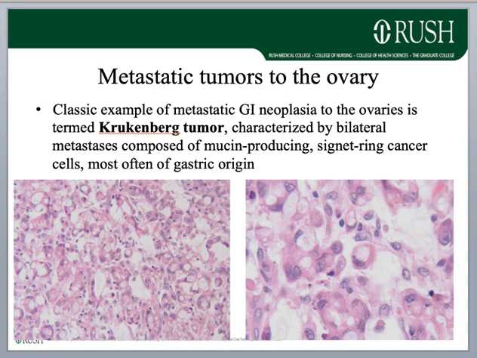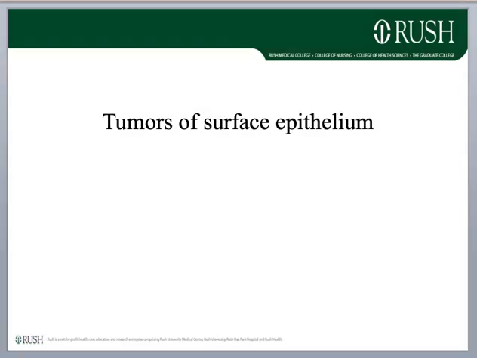Classic examples of metastatic GI neoplasia to the ovary are called Krukenberg tumors. These are characterized by bilateral metastases that are composed of mucin-producing signet ring cancer cells and are most often gastric in origin. You can see these cells, which individually have this classic large intracytoplasmic vacuole containing mucin, which displaces the nucleus to the periphery of the cell, thus producing the signet ring appearance.